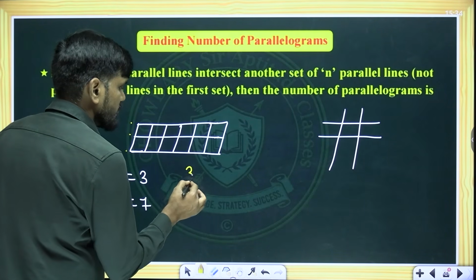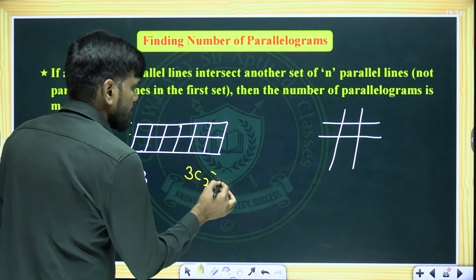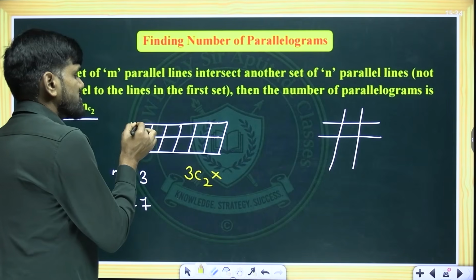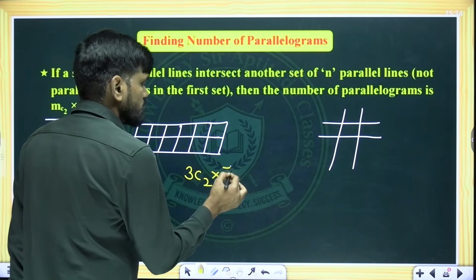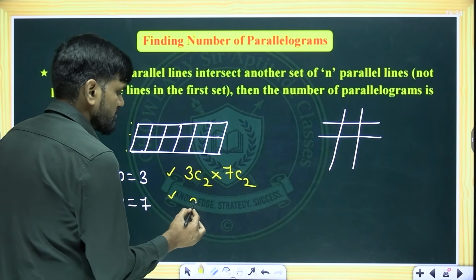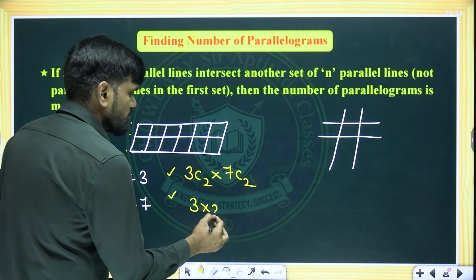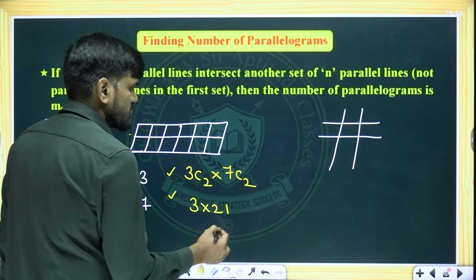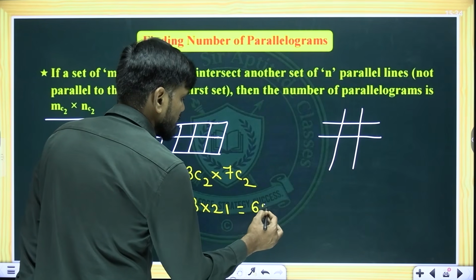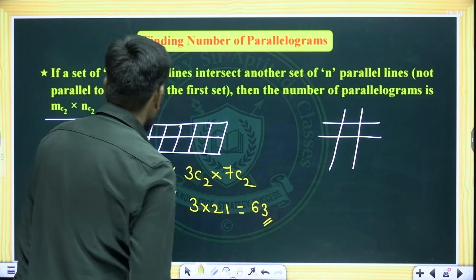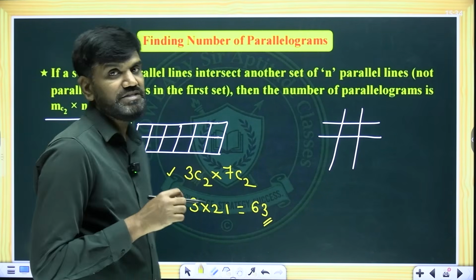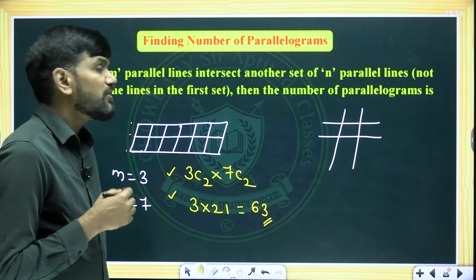3C2 ways, 3C2. Into, out of these 7 vertical lines, you can choose any 2 vertical lines in how many ways? 7 are there. Out of 7 you choose any 2, 7C2. So 3C2 is nothing but 3. 7C2 is nothing but 21. 7 into 6 by 2 into 1. So that will give you 3 into 21. That is giving you how much, dear? 63. Hence the total number of parallelograms in this structure are how many? 63.